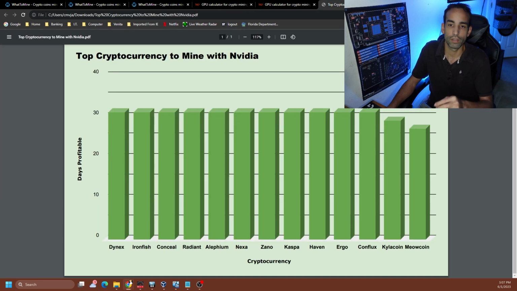Moving on, the top 10 most profitable cryptocurrencies to mine throughout May with an NVIDIA GPU, six RTX 3060s, were as follows. Dynex, Ironfish, Conceal, which is interesting, right? Conceal is climbing up, especially when you tune for efficiency and try to reduce your power draw but get the best hash. Radiant, Alphium, Nexa, Xano, Caspa, Haven, and actually Ergo. Ergo climbed up in there.